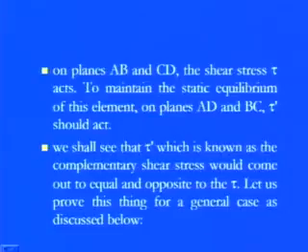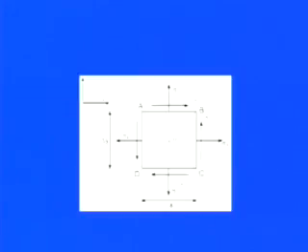We shall see that tau dash, the complementary shear stress, comes out equal and opposite to tau. Only then can we maintain the equilibrium, and only then are all those conditions applicable. And let us prove this for the general case.